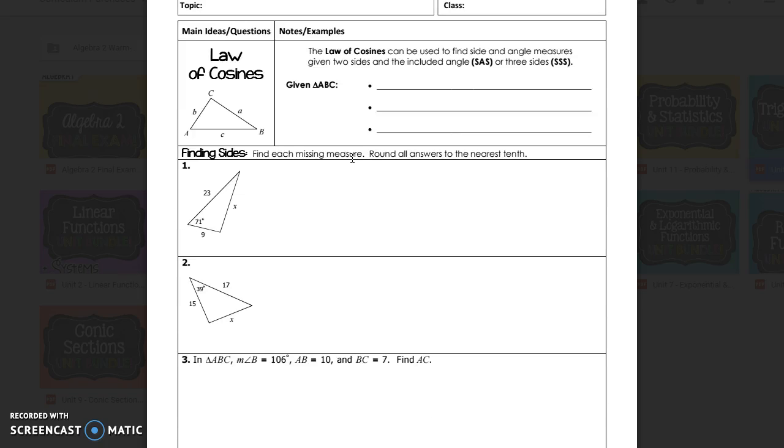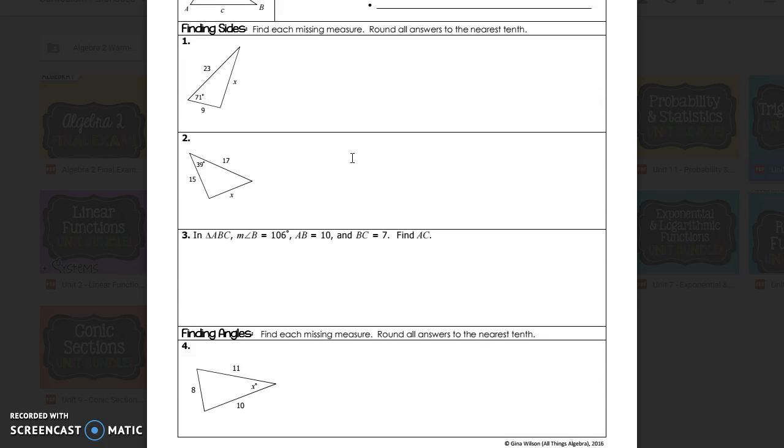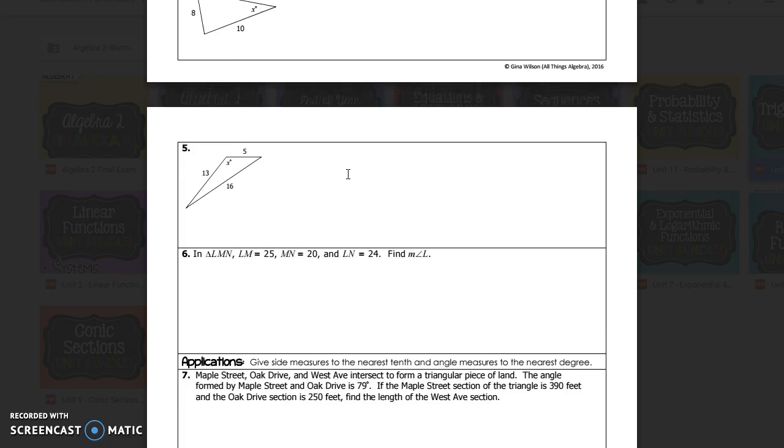Then it goes through a handful of examples involving finding sides and finding angles to make sure that they can do both of those things using the law of cosines. In addition to that, because it says find each measure, students would also have to use the law of sines to find some of the other missing measures.